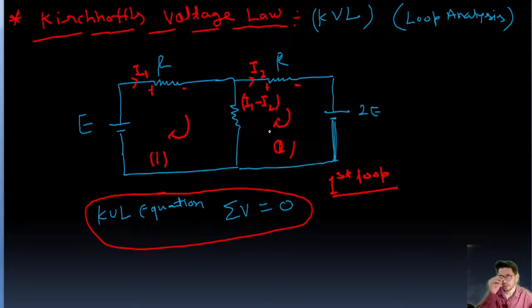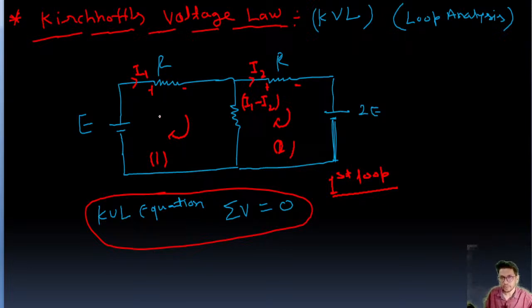Now we'll check the current direction. The current direction is clockwise, like this. It means at this point the voltage is going to be IR, and the current direction is from positive to negative, so we will take it as a negative value. If the direction is negative to positive, then we will take a positive value, V equal to IR.